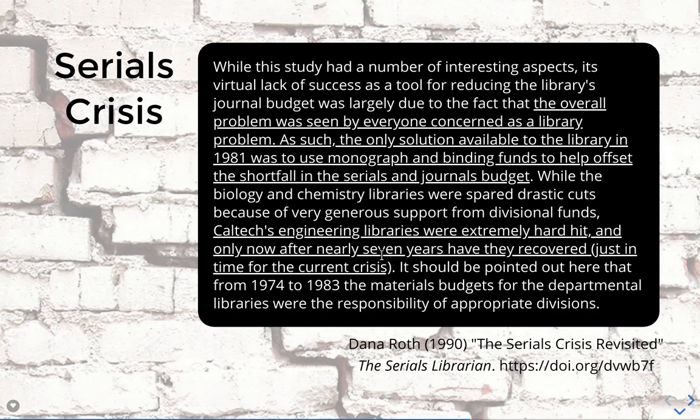So from Dana Roth in 1990: the overall problem was seen by everyone concerned as a library problem. As such, the only solution to the library in 1981 was to use monograph and binding funds to help offset the shortfall in serials and journals budget. Caltech's engineering libraries were extremely hard hit, and only now, after nearly 7 years, have they recovered, just in time for the current crisis. So it wasn't good then, but has the crisis abated?